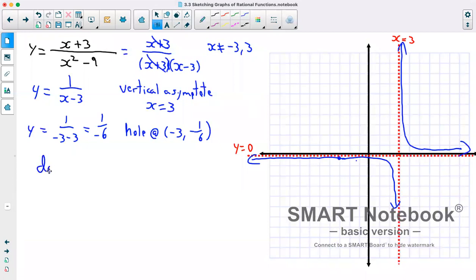Now for our domain, we have x is all real numbers, except x cannot equal -3 or +3. Our range, we have y is all real numbers, except for y cannot equal 0, or where we had that hole.